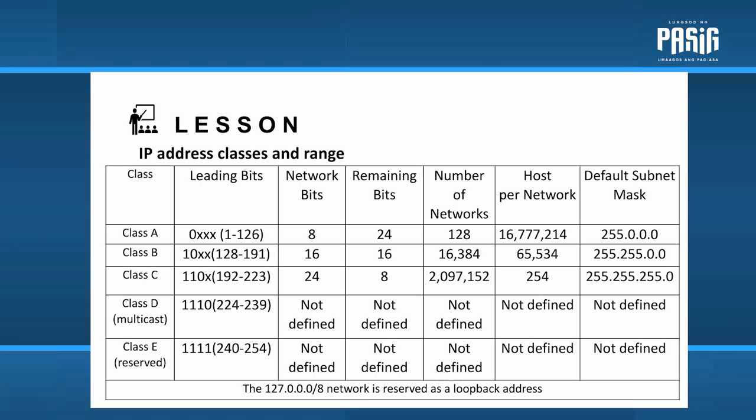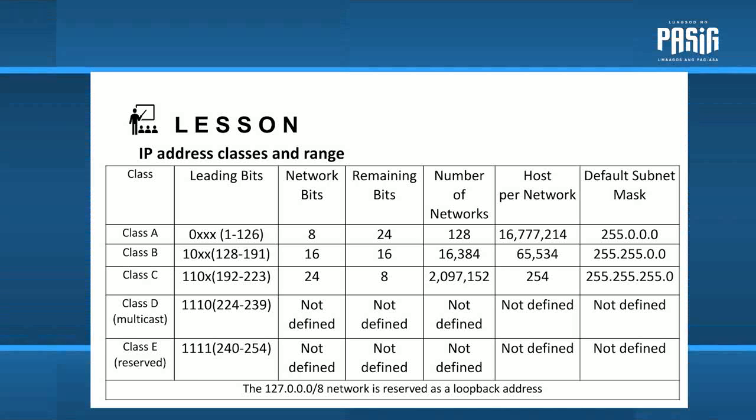Class B has leading bits 128 to 191, network bits 16, remaining bits 16, number of networks 16,384, hosts per network 65,534, and the default subnet mask is 255.255.0.0. Class C has leading bits 192 to 223.